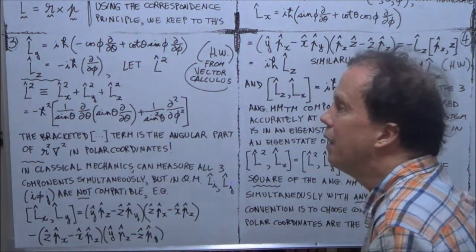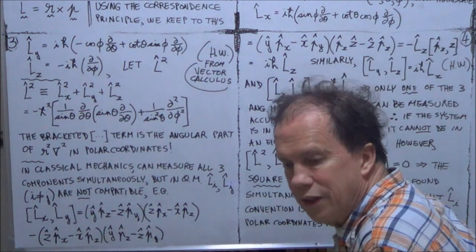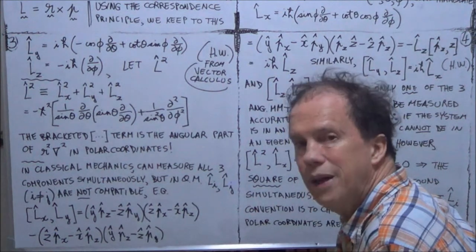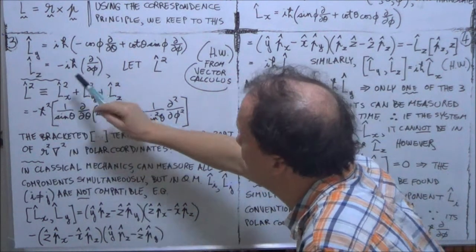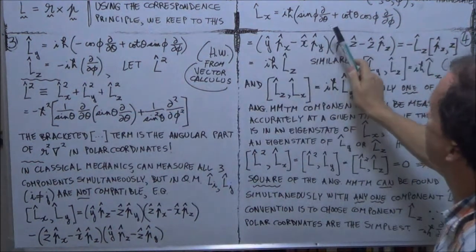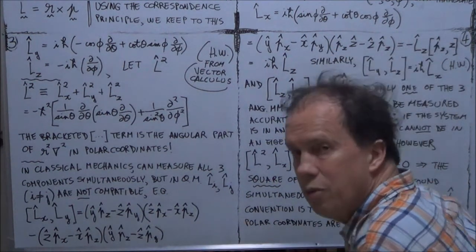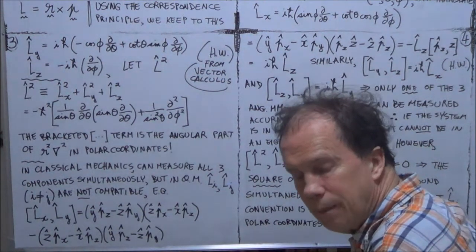And all three of them depend on the two polar angles, theta and phi, right? The Lz depends on phi. The Ly depends on theta and phi. The Lx, if you can see, also depends on theta and phi, okay? So we now have three operators, Lx hat, Ly hat, Lz hat.